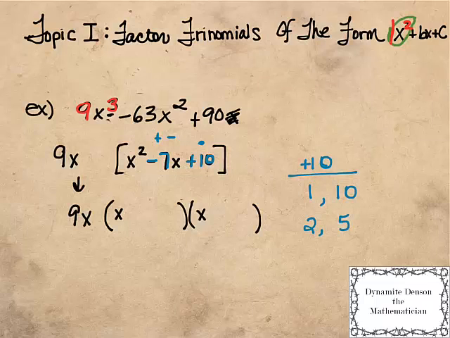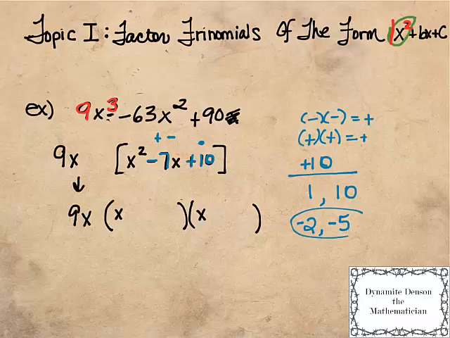And the way to make a positive number is either a positive times a positive, or a negative times a negative. Because the number we have is a negative 7, we know that both the signs will have to be negative. That way negative 2 minus 5 is negative 7, and negative 2 times negative 5 is positive 10. That's the final answer.